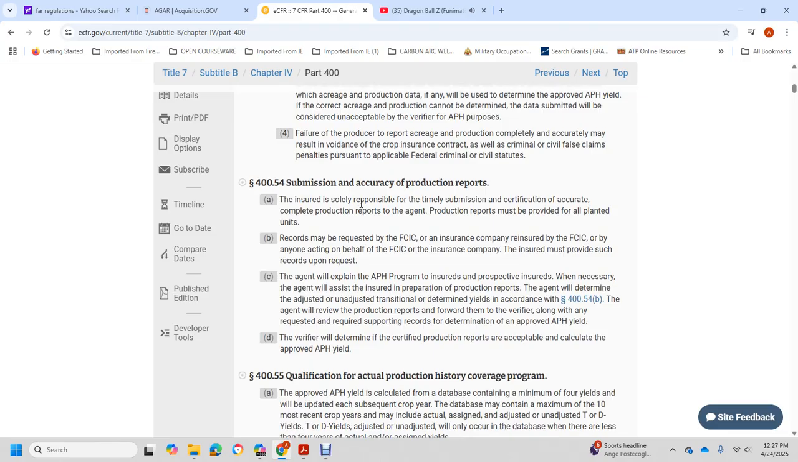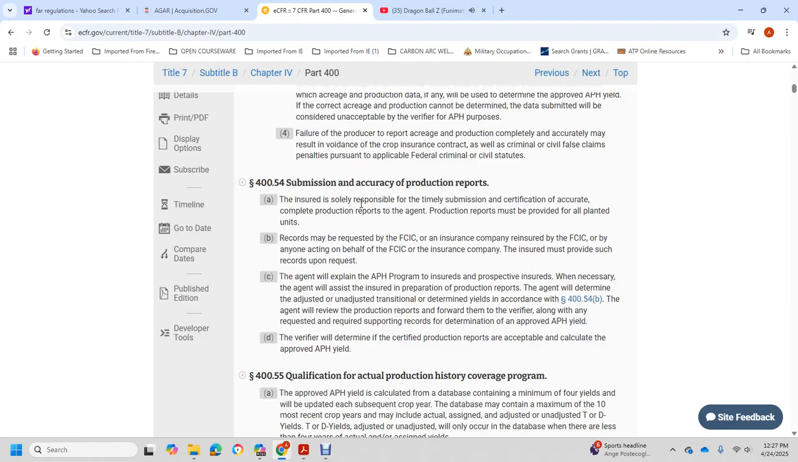454. Submission accuracy of the production report is solely the responsibility of the insured, including the timely submission and certification of accurate and complete production reports by the agent. Production reports must be provided for the audit plan. The records must be submitted to the FCIC or the insurance company, the insured, or anyone acting on behalf of the FCIC or the insurance company.